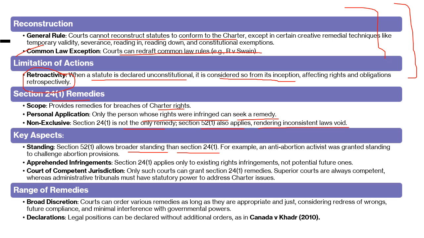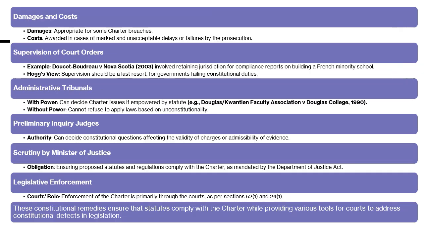Section 24(1) applies only to existing rights infringement, not the future potential one. Here we are providing something so that government should learn from their action and cannot repeat such a thing in future. So courts can order various remedies as long as they are appropriate and just. The legal position can be declared without an additional order, as held in Canada versus Khadr. Then usually under Section 24(1) we get damages and costs.